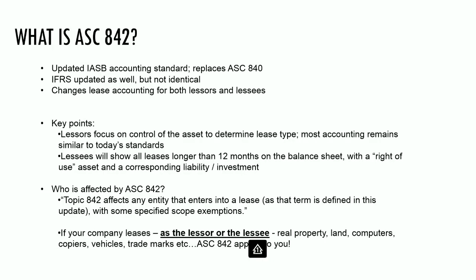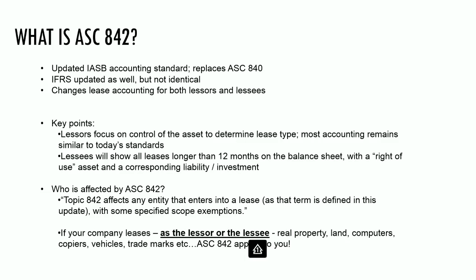The IFRS document, IFRS 16, has been updated as well, but they are not identical. This gets tricky if you're a company that has to report under both FASB and IFRS standards, or US, Canadian GAAP, and in the international standards, because they are not identical, and it may require double sets of books for you to be able to report on both of those.